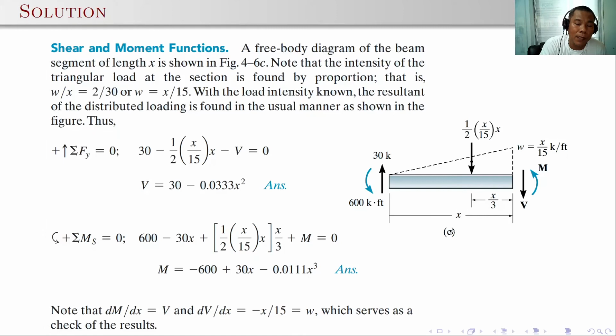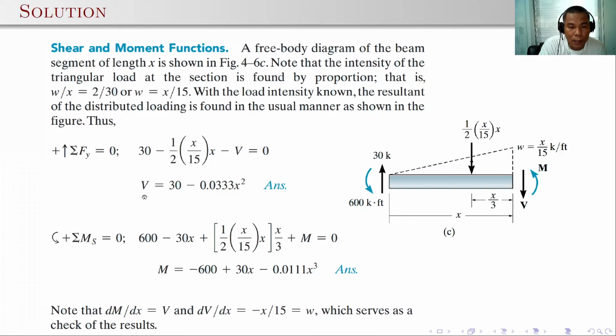Of course, if x is equal to 0, that is at the reaction, your shear is 30. That is shown as the reaction. And when x is 0, your moment is minus 600, or this one. It should be 600.